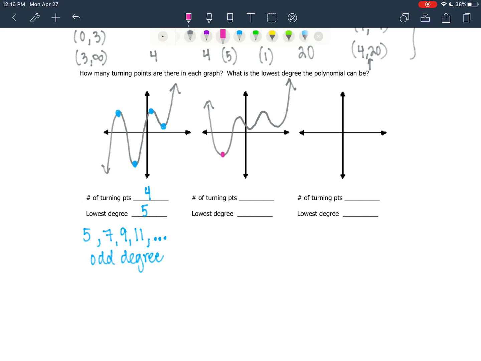Okay, so let's look at this one. 1, 2, 3, 4, 5. This has 5 turning points. That means the lowest degree it could be is a 6th degree. So it could be a 6th degree, it could be an 8th degree, it could be a 10th degree, a 12th degree, and so on. But the lowest degree it could be is a 6. It can't be any lower than 6 because it has 5 turning points.